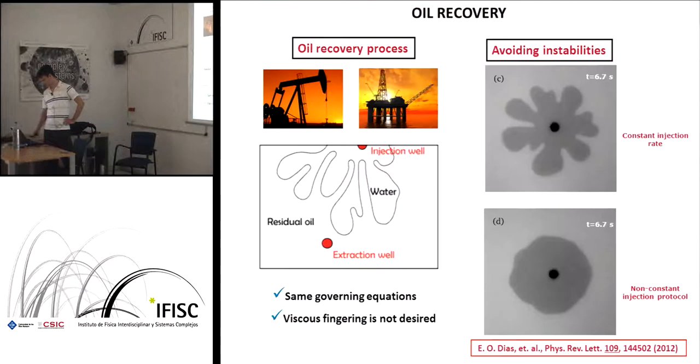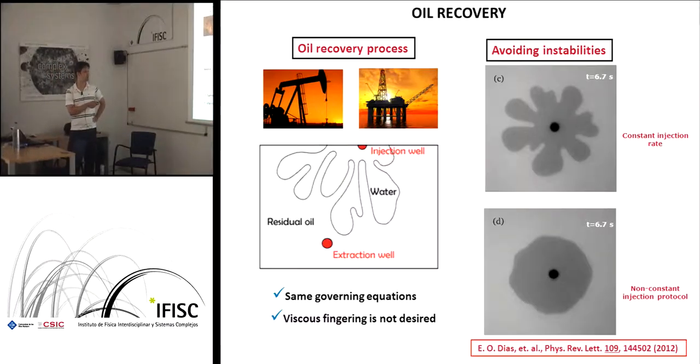Okay. There are important applications of this problem, and one of them is the oil recovery process. If you want to recover oil, oil is initially trapped inside porous rocks. You have to dig two wells, and then you have to inject water in one well and extract oil from the other until you start recovering water instead of oil. Then your extraction stops. But the equations that rule this dynamics are the same as in the Hele-Shaw cell.